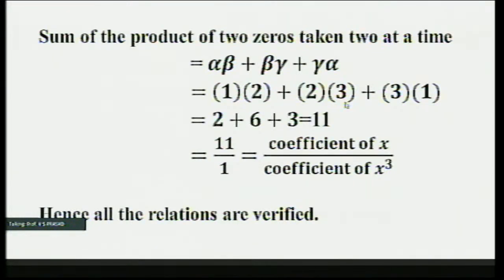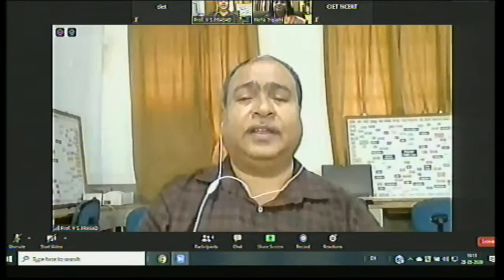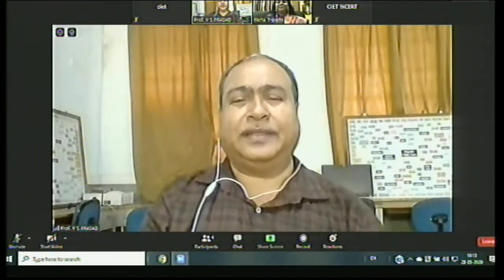That means 11 can be written as 11 divided by 1. Again, it can be represented as the coefficient of x, which is nothing but 11, divided by the coefficient of x cube. Hence, all the relations are easily verified for this particular polynomial. In this way, we can see that the relations actually are satisfied very clearly.